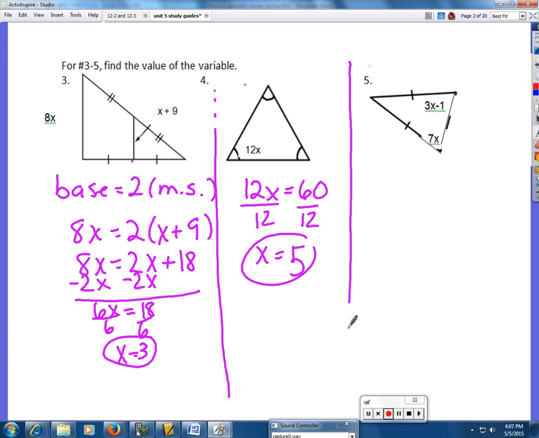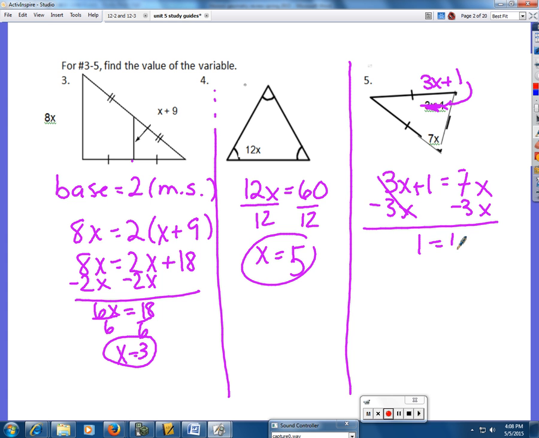The third one I know is an isosceles triangle because it has one pair of congruent sides. Since the sides are congruent, the base angles are also congruent. So I can say 3x minus 1 equals 7x. Subtract 3x. Oh, excuse me. Before you do this problem, change this to plus 1. So instead of 3x minus 1, that should be 3x plus 1. I'm going to tell the sub to tell you that when you do the study guide. So this is plus. I subtract 3x, and I get 1 equals 4x. Divide by 4. x is going to be equal to 1/4.